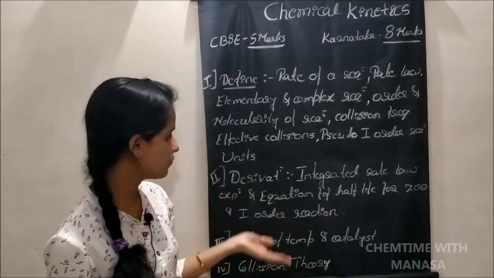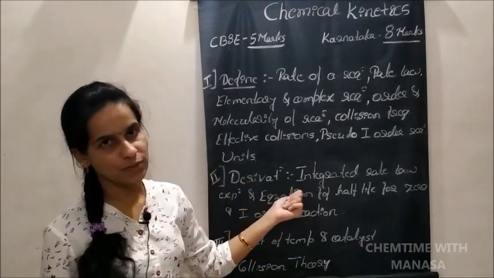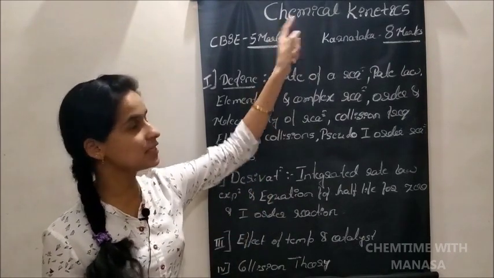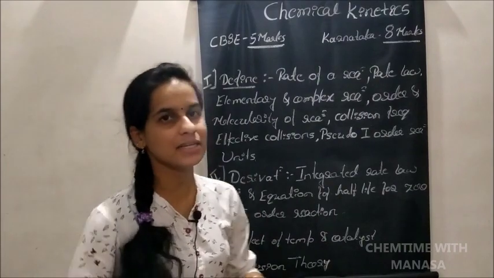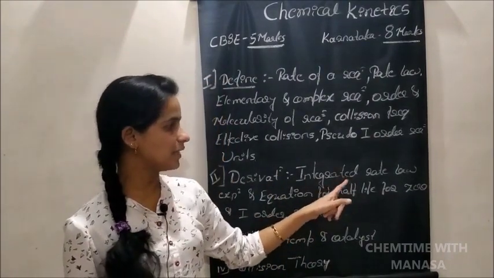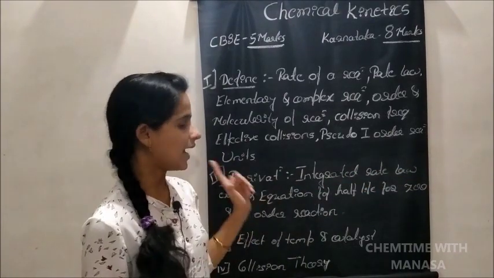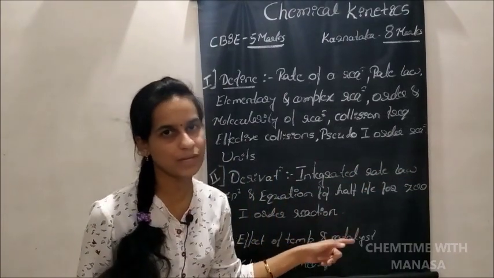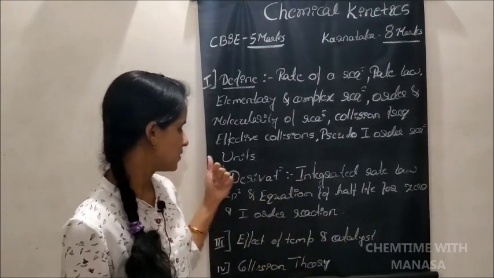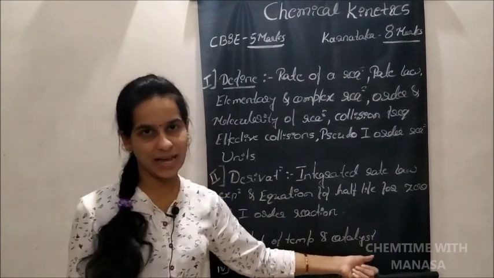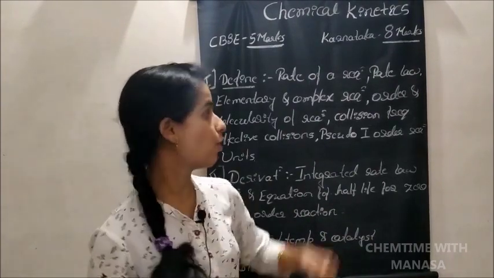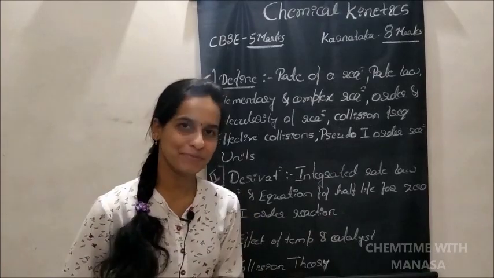Then, in case of 3 marks, the derivations may be asked. In case of derivations, this chapter Chemical Kinetics has 4 important derivations. Derivation of integrated rate law expression and equation of half-life period for zero order and first order reaction. Then, effect of temperature and catalyst and collision theory. Let me explain all these topics one by one.